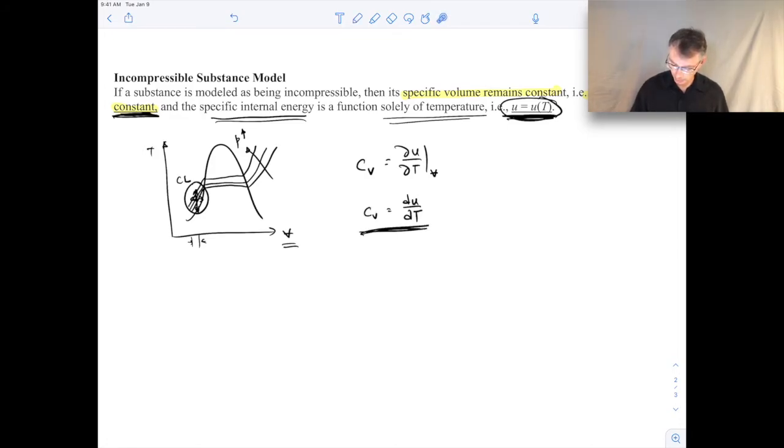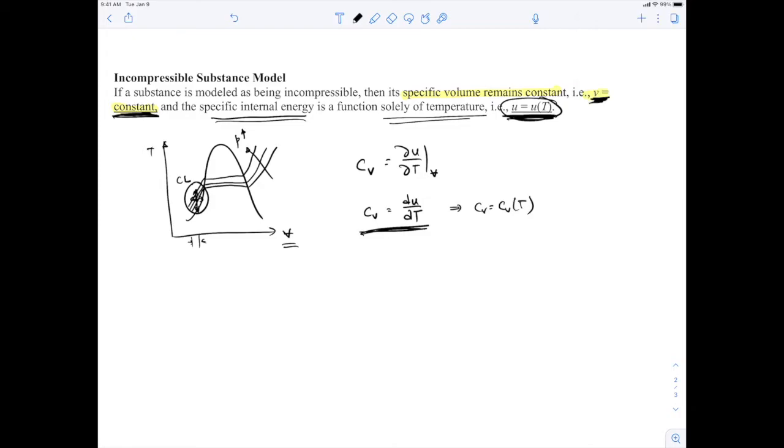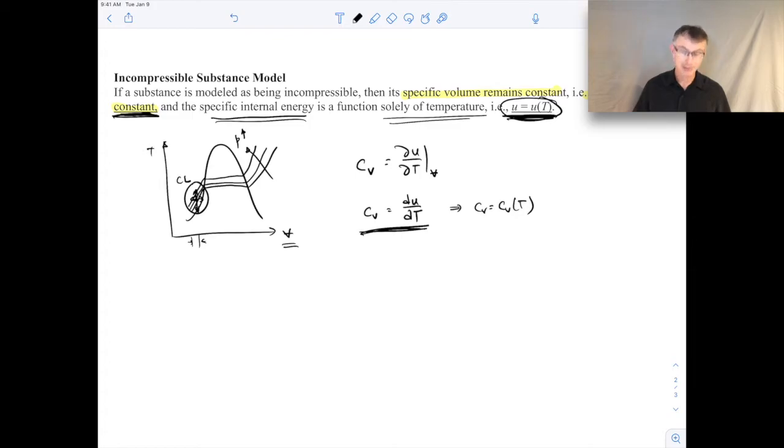Remember, a partial derivative indicates that U would be a function of more than just temperature. It might be temperature and pressure, for example. If it's an ordinary derivative, it means it's only a function of temperature. Okay, so then we see that it's only a function of temperature, which then means that C_V, of course, is only a function of temperature as well. Let's do it for the C sub P.